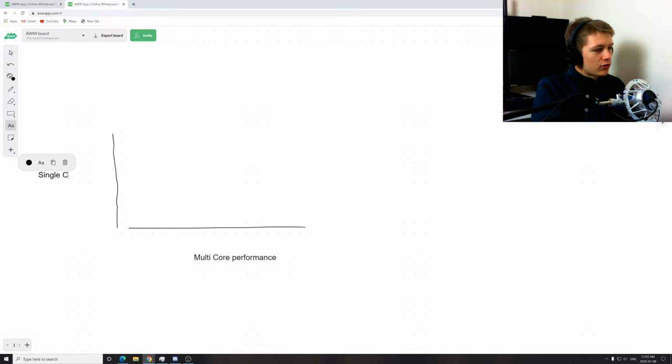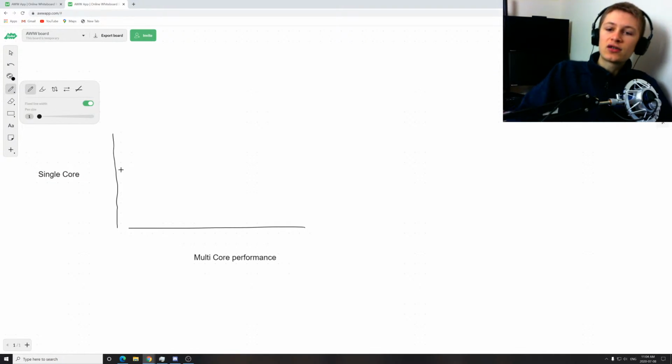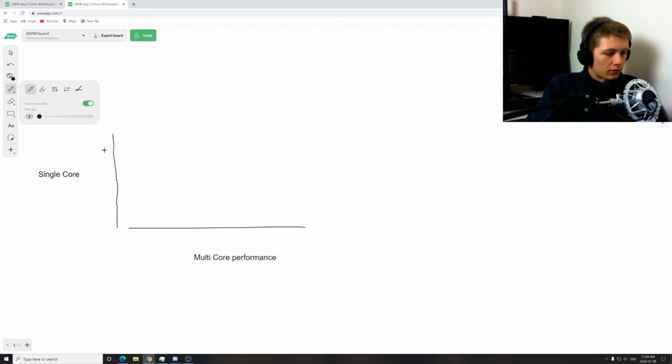So, right, single core performance. We can't spell that, but yeah, we're going to do single core performance here. I think we hit enter and there we go. We've got our single core and multi-core performance. And basically you need a certain level of both of these to play your games smoothly here.